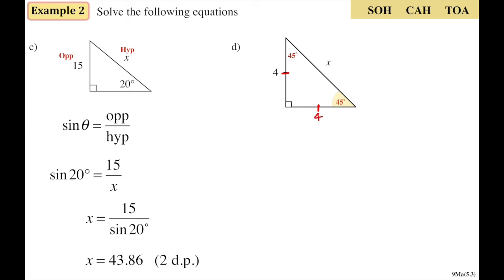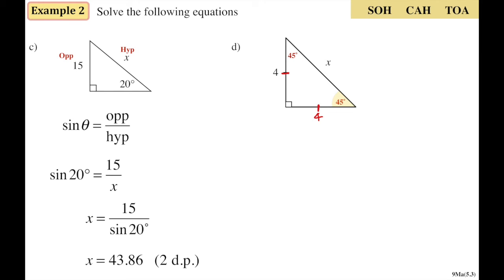all triangles have three angles that add up to give 180. If that's 90, these two have to be the same. 45 and 45 give 90. And that's another 90 to make 180. Why do they have to be the same? Because it's an isosceles triangle, and isosceles triangles have two sides the same and their base angles are the same.